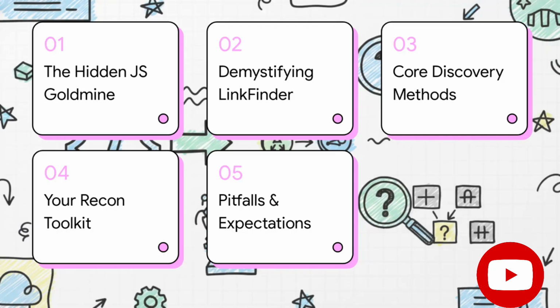To get us there, let's quickly run through our roadmap for this explainer. First, the hidden JavaScript goldmine. Second, we'll demystify the LinkFinder tool. Third, 3 core discovery methods. Fourth, building your recon toolkit. And finally, 5, pitfalls and realistic expectations. We're going to take you all the way from understanding the core problem to practically monetizing your discoveries.